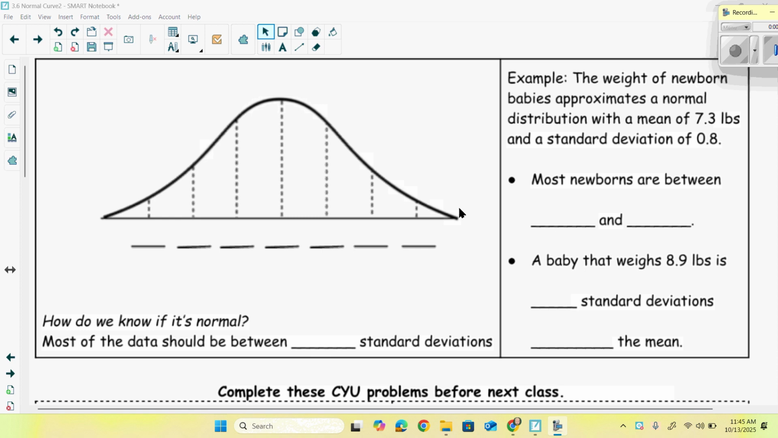Hello and welcome to our lesson 3.6. We're going to deal with a different way of looking at the spread of data.